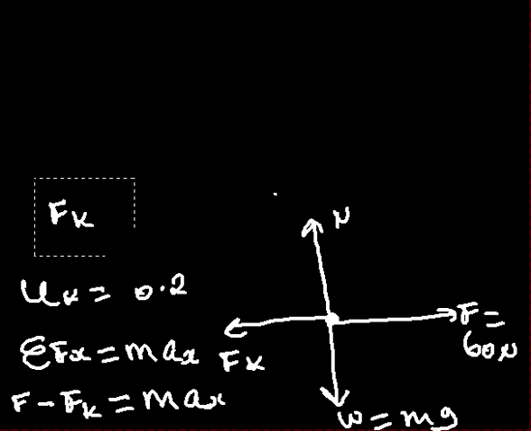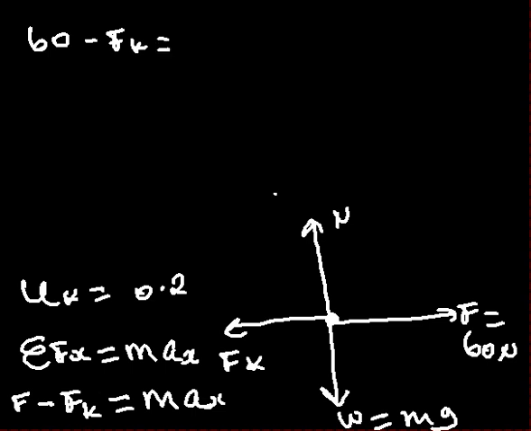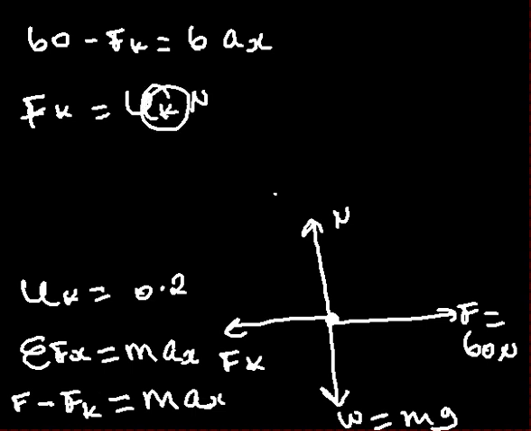From there, you should understand that we have the applied force of 60 newtons, minus Fk, which we do not yet have, and the mass is 6 kg. To get the acceleration, we need the kinetic friction force, whose formula is mu k times the normal force. We have mu k, so what we need is the normal force. How do you think we should get the value of the normal force?